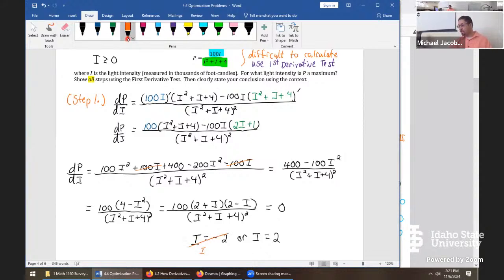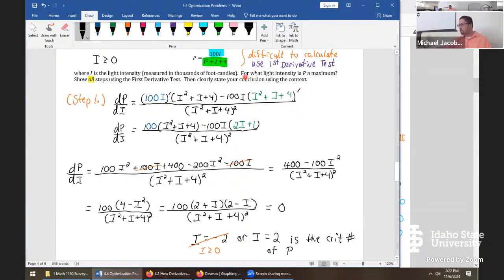Let's just put down a quick explanation. I is greater than or equal to 0 in this problem. So that one right here is our critical number. I equals 2 is the critical number. All right, crit for critical, hash for number of P, where P is this function up here, rate of photosynthesis. We did it, folks. That's step 1.